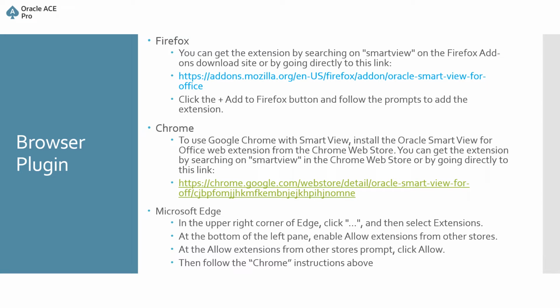If you're using Firefox as your primary browser, you can get the extension by searching for SmartView in the Firefox add-ins download site, or you can go directly to that link. You do have the specific link out there. You click add to Firefox and then follow some prompts and it starts enabling you. If you're using Chrome, like most of the guys at Creo do, then you're looking to install the SmartView for Office web extension from the Chrome Web Store. Again, you can get this by searching for SmartView or going directly to the link.